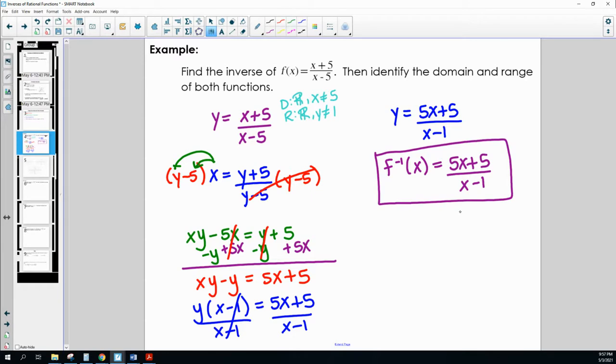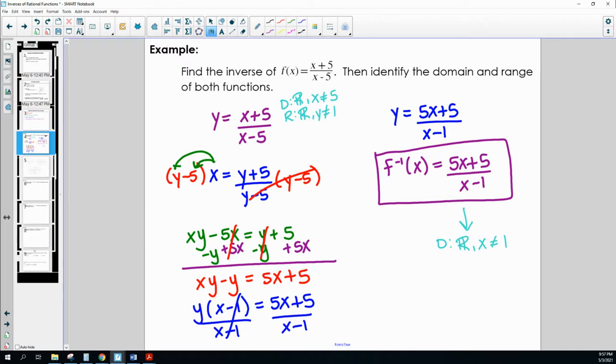Okay, so let's just focus on this inverse now. If I were to find the domain and range from here, the domain would be all real numbers, except x cannot equal 1. Now, if we notice, that's the same as the range from the original. So even though the range is in terms of y and the domain is in terms of x, the actual number that is the restriction is going to be the same.